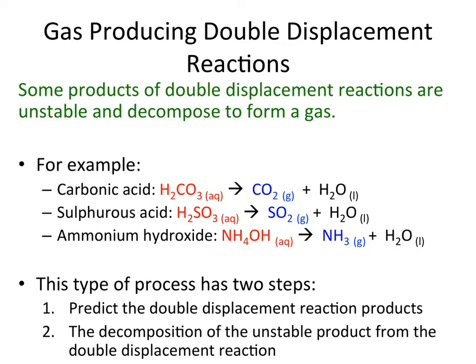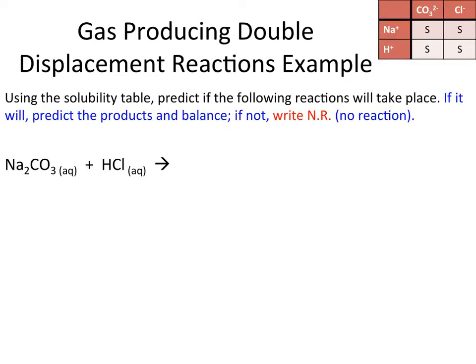Okay? So figuring out these types of reactions actually has multiple steps. We first have to figure out what the double displacement reaction is. Then we have to identify if it has one of these compounds that is produced as a product. It has one more step. We have to show the decomposition of this unstable product into whatever the gas form is. We actually add these two, and we come up with an overall equation. So let's look at an example here.